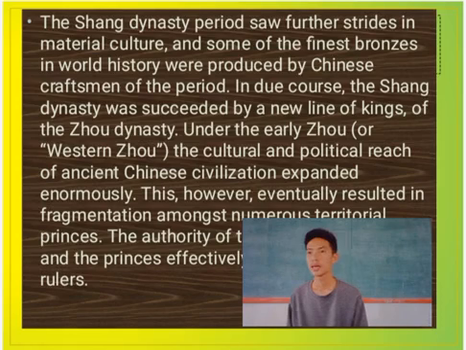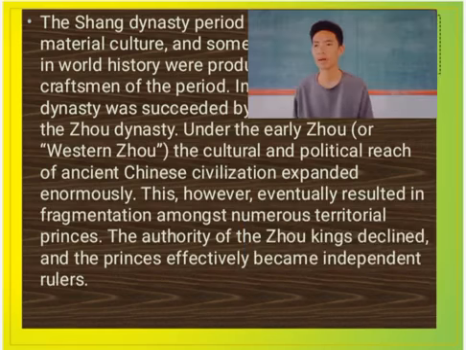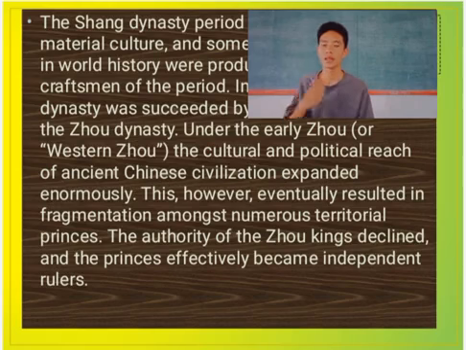In due course, the Shang dynasty was succeeded by a new line of kings, the Zhou dynasty. Under the early Zhou, or Western Zhou, the cultural and political reach of ancient Chinese civilization expanded enormously. This, however, eventually resulted in fragmentation amongst numerous territorial princes. The authority of the Zhou kings declined, and the princes became effectively independent rulers.